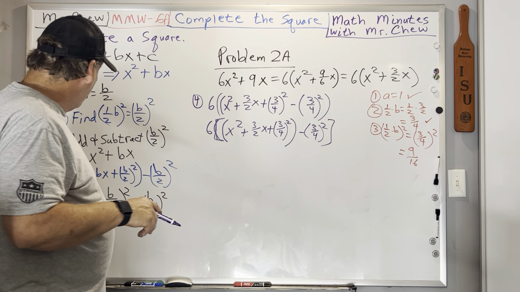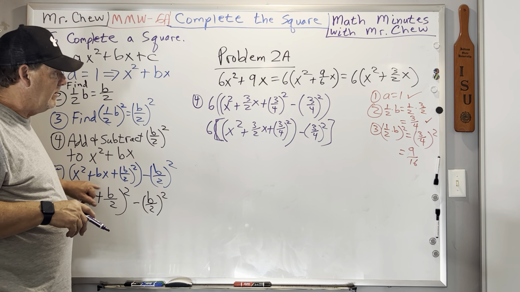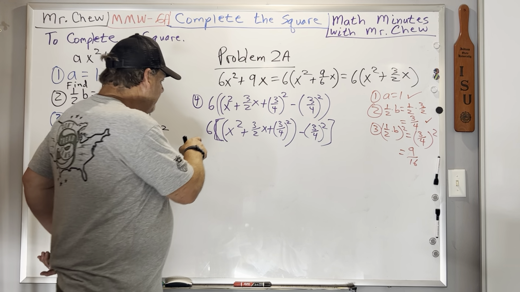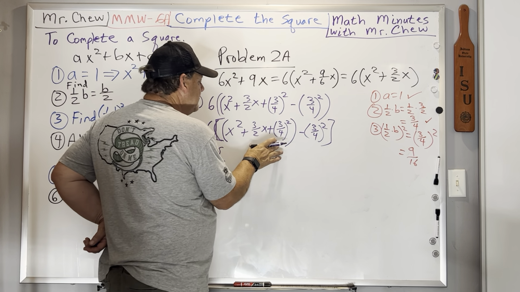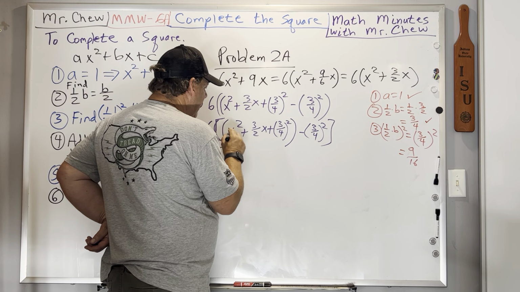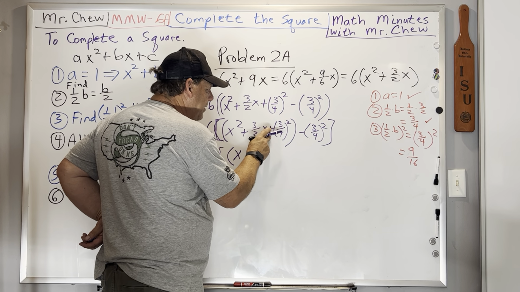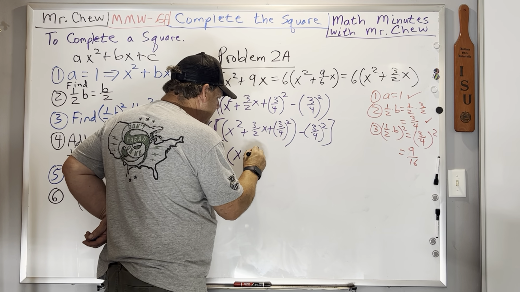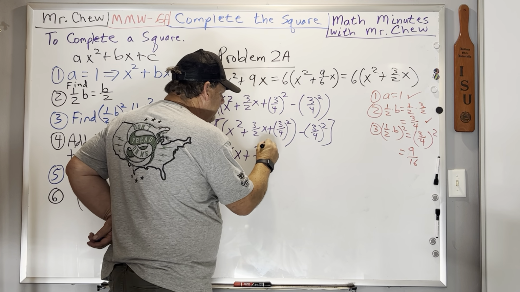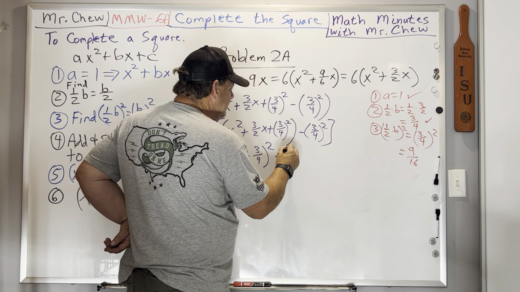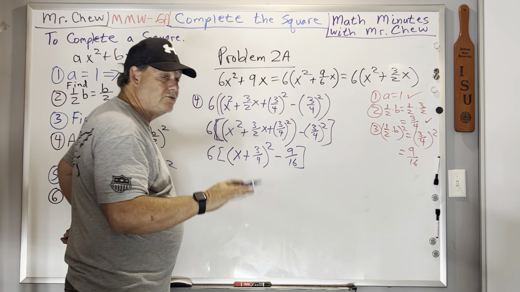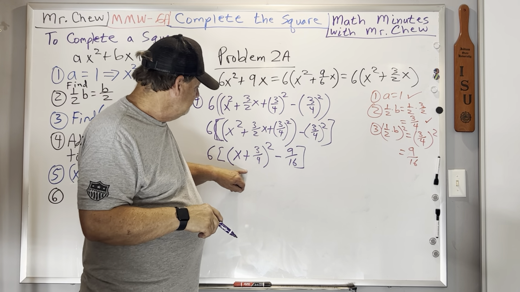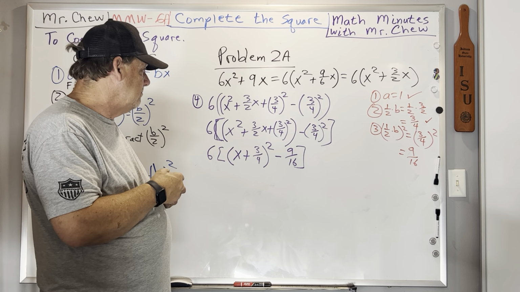I can rewrite this using this shortcut right here. So don't forget about the 6 out here. And on the inside here, I've got my x, and I've got plus whatever's in the parentheses here. And I square that minus 9/16. That's your answer. This is my completed square.